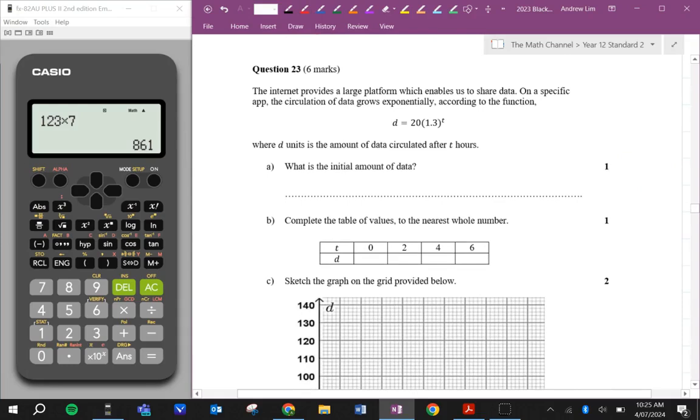Question 23. The internet provides a large platform which enables us to share data. On a specific app, the circulation of data grows exponentially according to the function D is equal to 20 times 1.3 to the power T, where D units is the amount of data circulated after T hours. What is the initial amount of data? So initial means when T is equal to 0. So that's 20 times 1.3 to the power 0, which should just be 20.